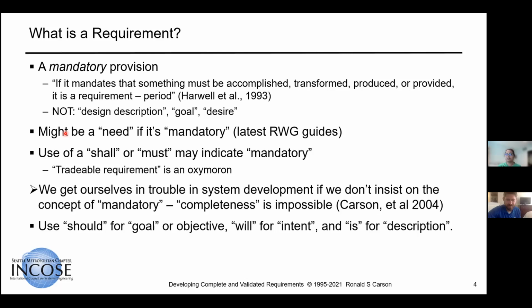There are other suitable words for things that are not mandatory, like "should" if you have a goal or objective, and that's one thing that's taught at Seattle Pacific in their senior design class. "Will" is for an intention, like somebody will do something on behalf of this or that program. And if it's just a description, then just say "is" or "will be."